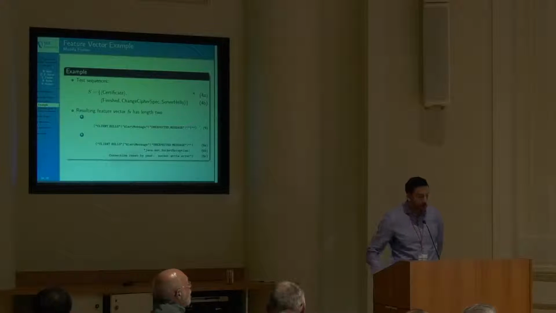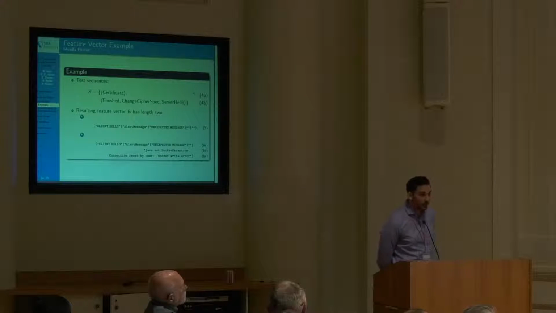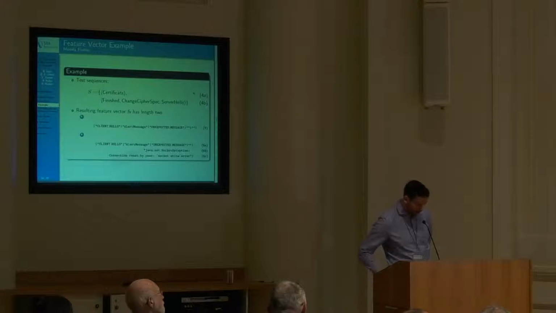To make this more concrete, here's an example. The top set has 2 sequences. The first sequence is just a singleton sequence of certificate, and the second sequence has 3 events. Now, the feature vector has 2 entries. The first is a pointer to an array which contains the first response, the alert message of type unexpected message. And the second sequence leads to the response that is printed in the relation 6a to 6c.